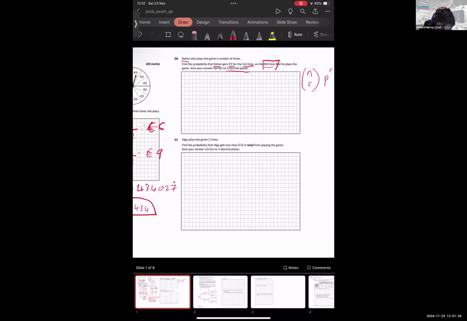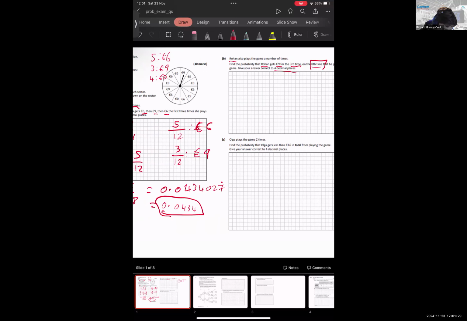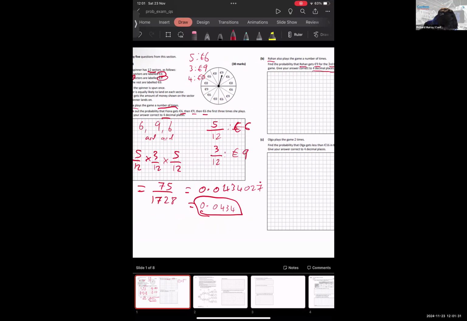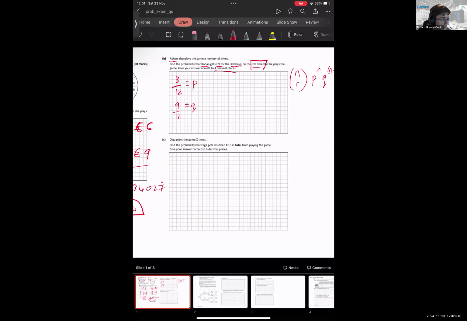What is our success probability? Well, we know we're looking to get 9 for the 3rd time, so our chances of getting a 9 are 3 in 12. And then the chances of not getting a 9 is our failure probability, Q, which is equal to our balance, so that's 9 in 12. We're asked to get our answers to 4 decimal places, and we're asked for the 3rd time. So we are asked for our 8th throw, 3rd time.